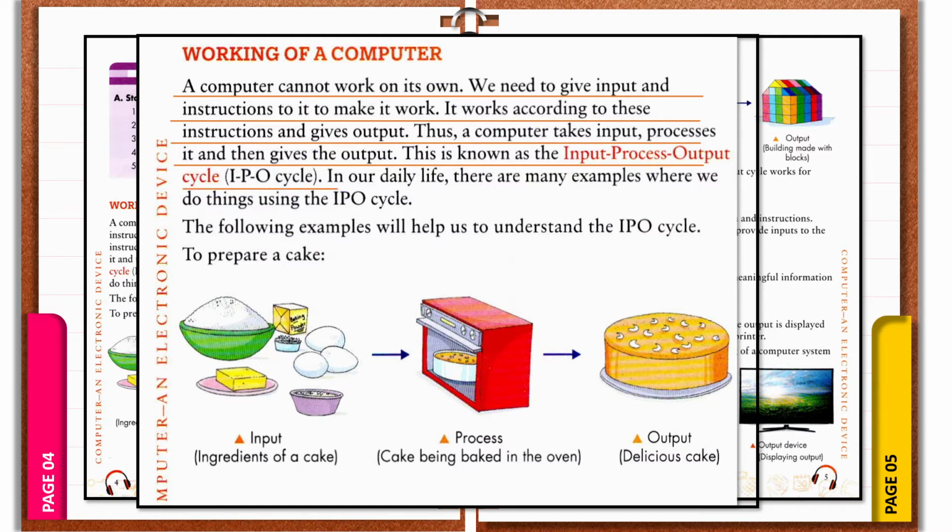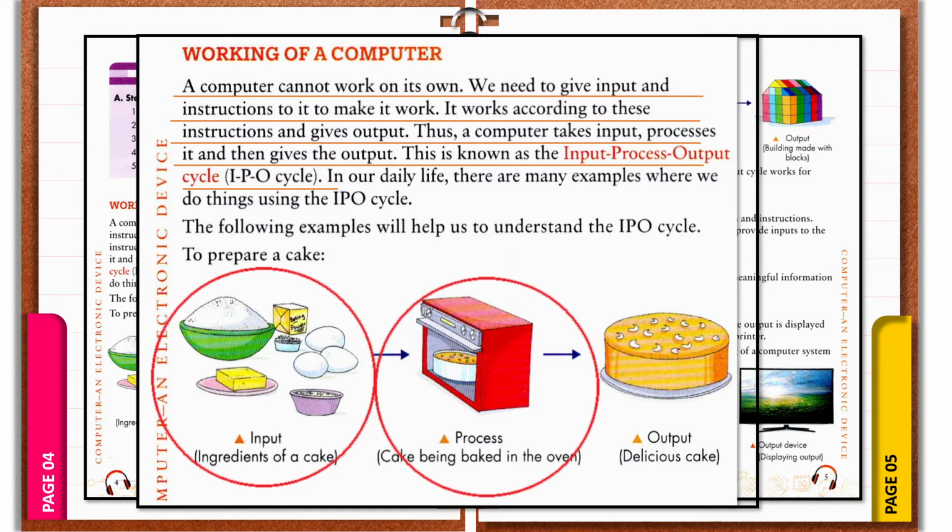In short, IPO cycle. Look at the picture. This example will help you to understand the IPO cycle. There are 3 steps in the figure. Step 1, you can see some ingredients of a cake, that is input. Step 2, a cake being baked in the oven, that is process. And step 3, you can see a delicious cake, that is output.